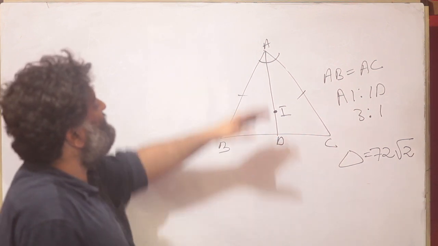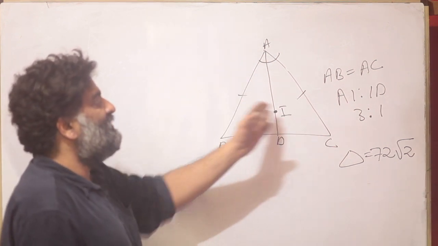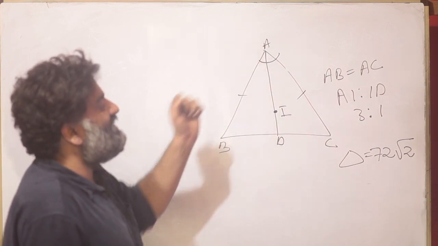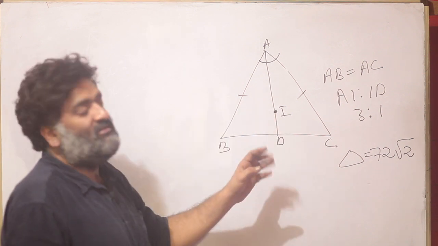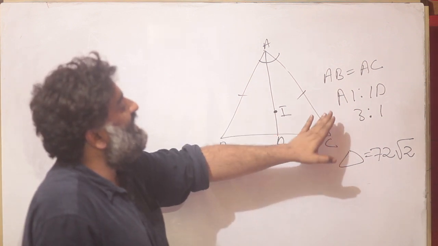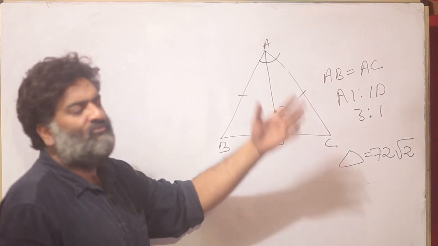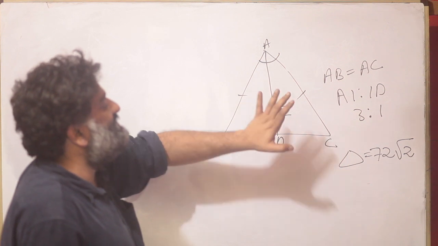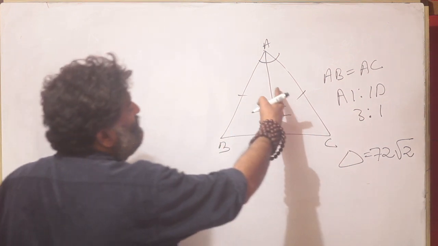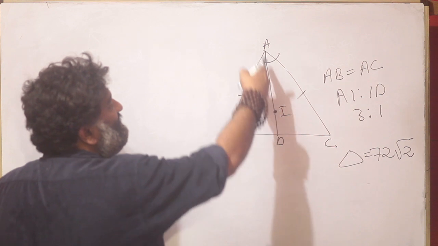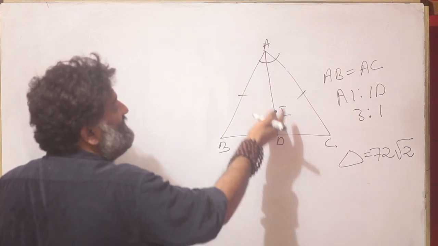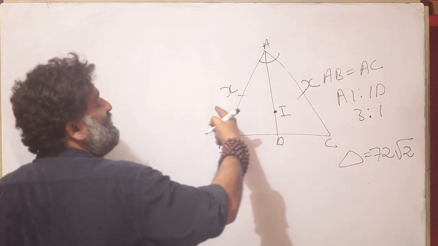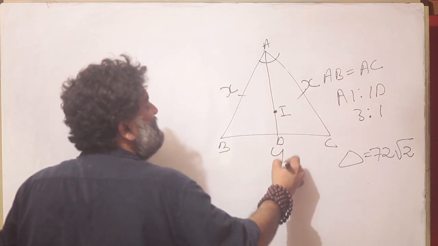In the triangle ABC, AB is equal to AC, so it becomes an isosceles triangle. Furthermore, AD is the angle bisector for angle A, I is the incenter. And it is given to me that AI is to ID is 3 is to 1. This is the final result for me. And I just looked at the property of how the incenter divides the given angle bisector in a certain ratio. So say if this side is X and this side is also X, because they are equal to each other, and the third side is Y.